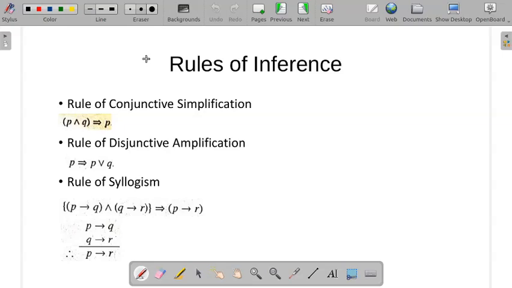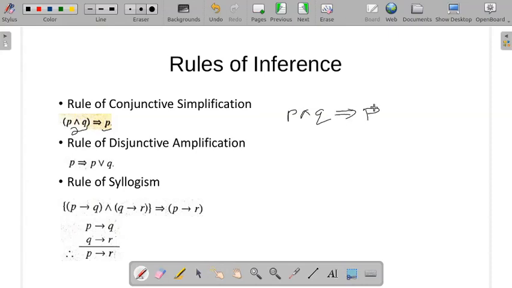Just like we have laws of logic, similarly we have rules of inference. You can read it as laws of inference also. We will list them out and study one by one. The first one is the rule of conjunctive simplification. Conjunction means and. If P and Q is true, then P is true. Both should be true, so P should be 1 and Q should be 1. If that is the case, then P is 1.